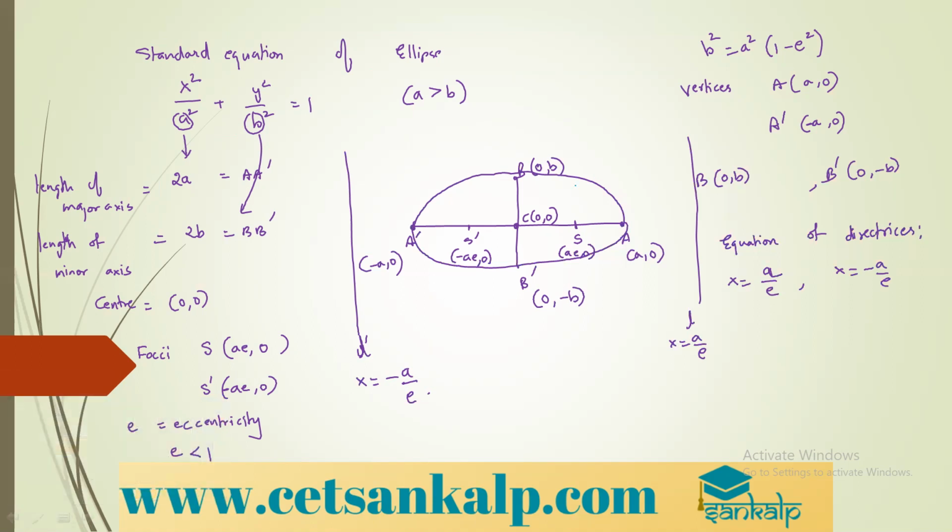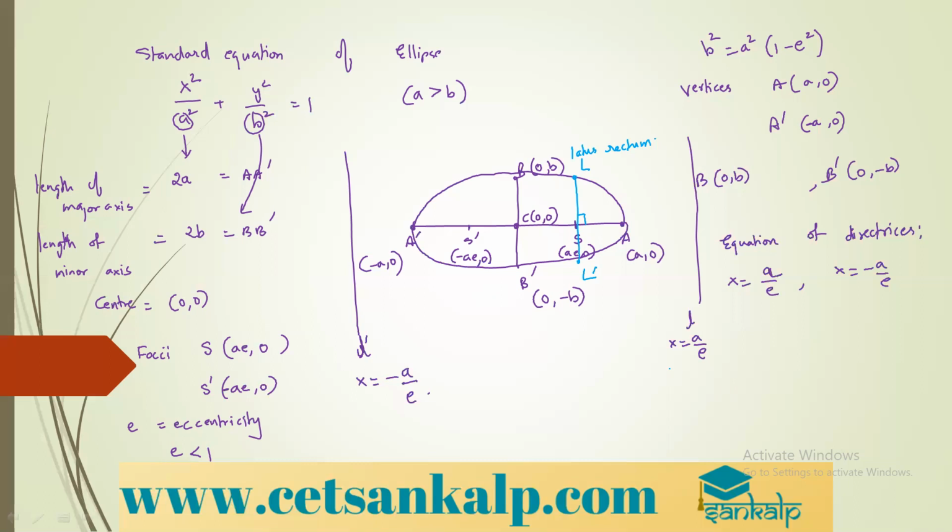Then there is a chord of the ellipse passing through the focus of the ellipse and perpendicular to the major axis of the ellipse. So this chord is nothing but LL dash and it is called latus rectum of the ellipse.